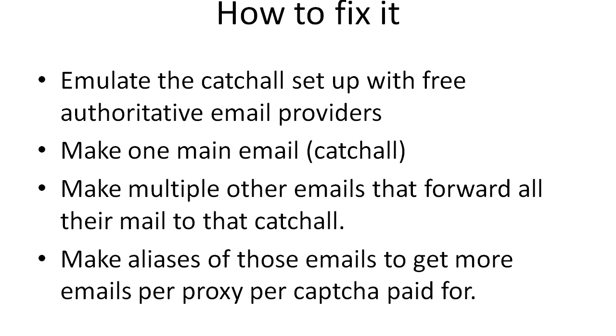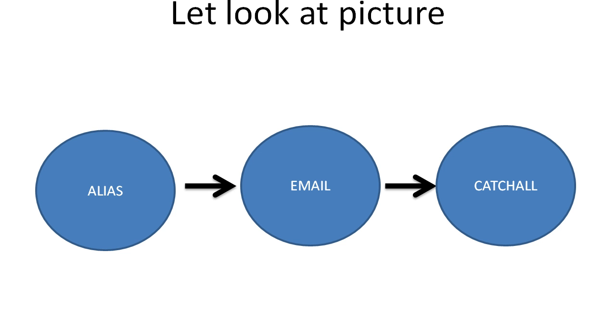So how do we fix it? Well, we emulate the catch-all setup with a free authoritative email provider. In this case, we're using outlook.com. We make one main email, which we're going to call the catch-all, and then we're going to make multiple other emails that forward all their mail to that catch-all. And then we're also going to make aliases of those emails to get more emails per proxy per CAPTCHA paid for. So here's how it works.